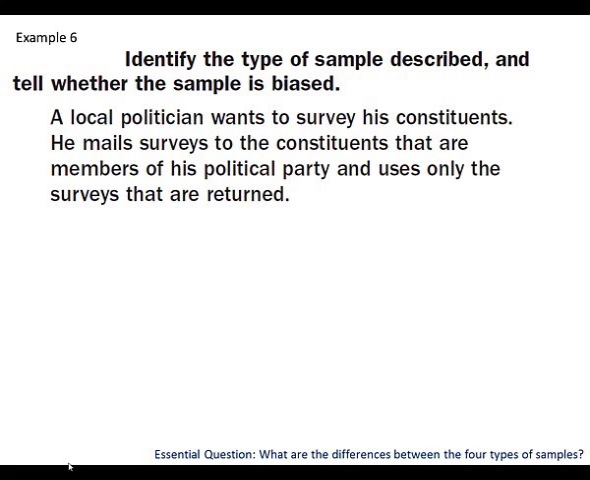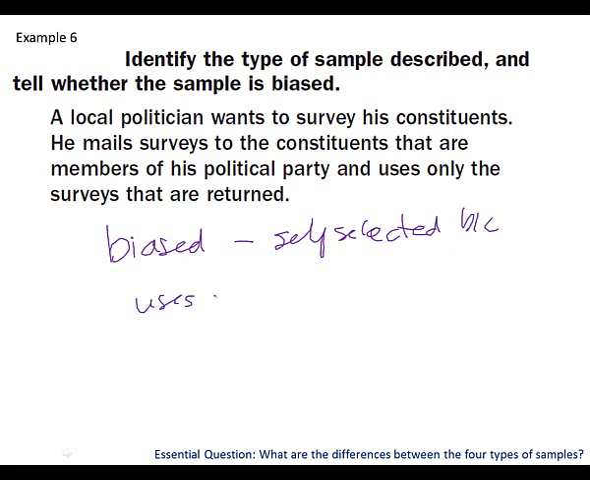All right. So, a local politician wants to survey his constituents. He mails his surveys to the constituents that are members of his political party and uses only the surveys that are returned. So is it biased or unbiased? Biased. That's definitely biased. There's two reasons though. Because it's a convenience thing, and it's also self-selected. It's self-selected because he only uses the ones that are returned.